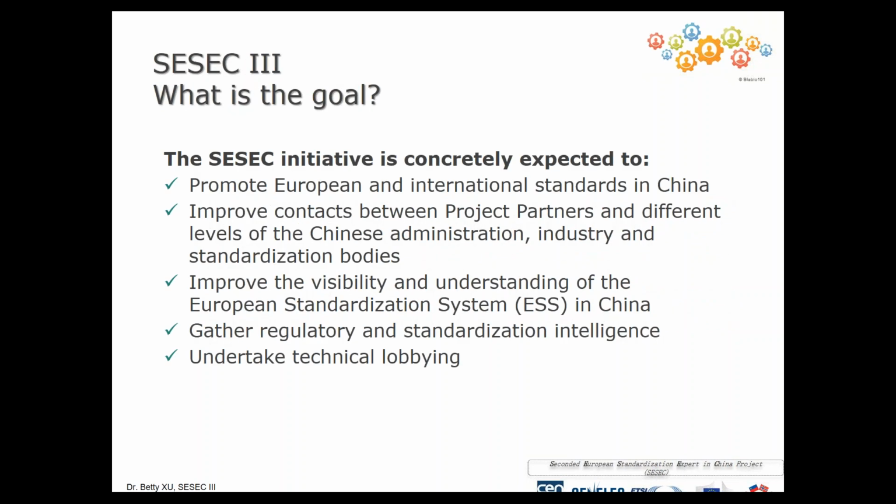Our working scheme is to promote European and international standards in China, and we improve contacts between project partners and different levels of Chinese administrations, industries, and standardization bodies. We also improve the visibility and understanding of European standardization systems, to make more Chinese stakeholders understand European legislations, regulations, standards, and other requirements. We also gather regulatory and standardization intelligence and undertake some technical lobbying if our European stakeholders meet.